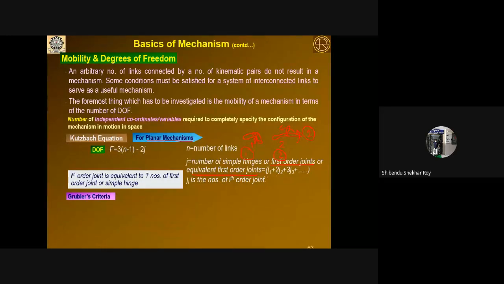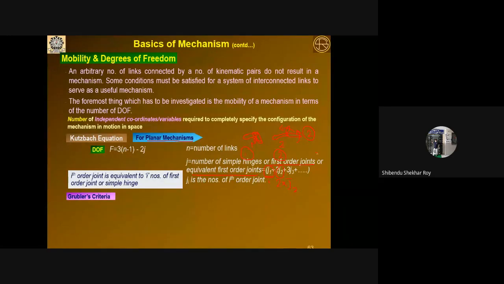Similarly, that is why here J1 means the number of first order joints, because its degrees of freedom is 1. But if a second order joint exists in the mechanism, you know 1 second order joint is equivalent to 2 first order joints, and that is why J2, the number of second order joints, is multiplied by 2, because 1 second order joint equals 2 first order joints. So that is 2 multiplied by the number of second order joints, and so on.